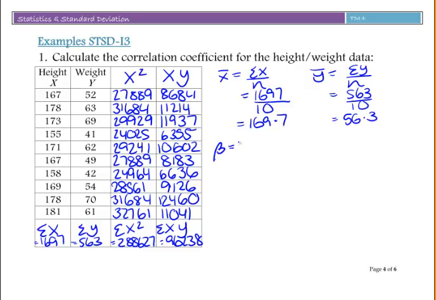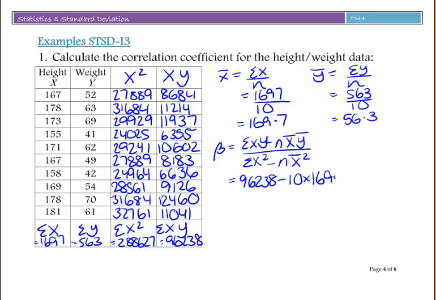So my beta is given by the sum of xy minus n, mean of x, mean of y, all over the sum of x squared minus n, the mean of x, all squared. So that becomes sum of xy, which is 96238, minus 10 times 169.7 times 56.3, all over sum of x squared, which is 288627, minus 10 times the mean of x, which is 169.7, all squared.